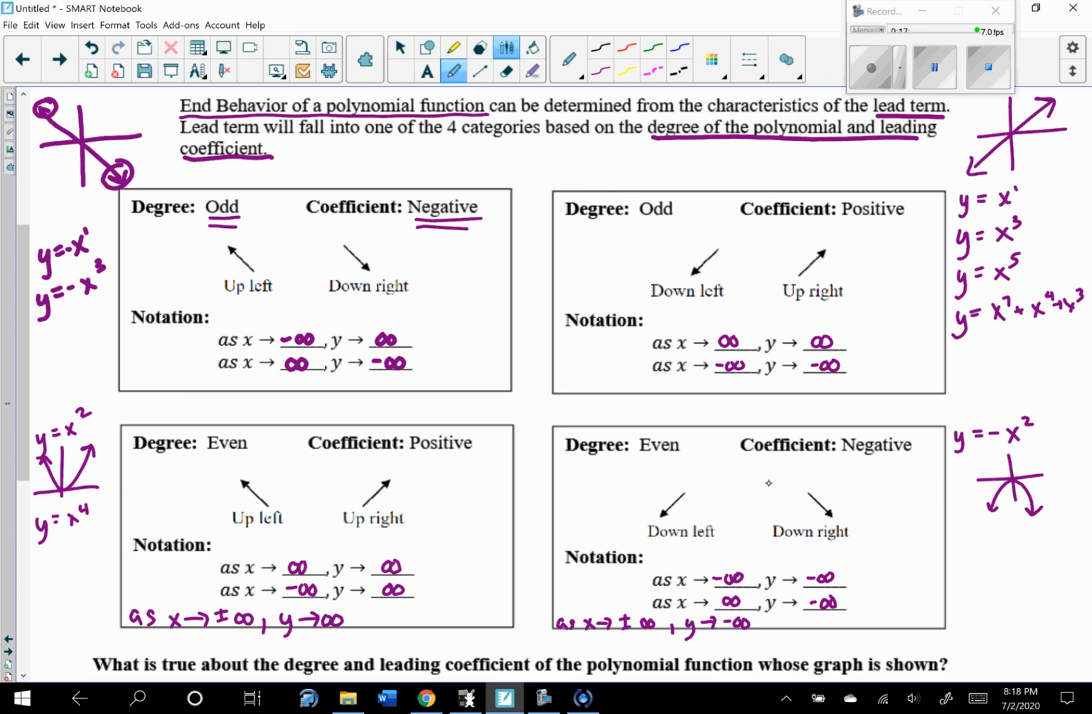Now some of these I wrote the negative before the positive for the x as it's approaching. As you can see, I did the negative and the positive. It doesn't matter what order you write it in. Usually students like to write it from left to right, so negative infinity and then what happens there.